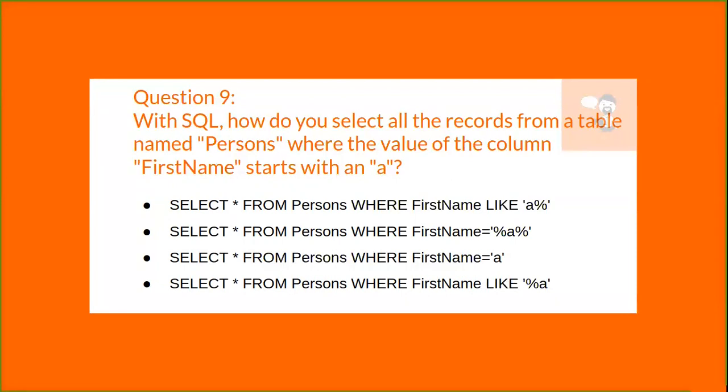And your options are: select star from persons where first name like within quotations A percent, select star from persons where first name equal to within quotation percent A percent. The third option is select star from persons where first name equal to within quotes A. And the final option is select star from persons where first name like within quotes percent A. Out of these four, kindly note down the option you feel is correct.